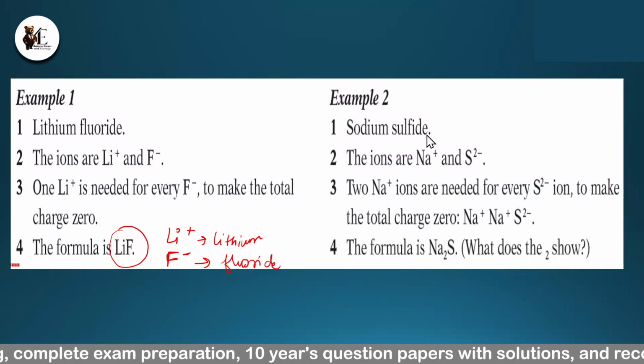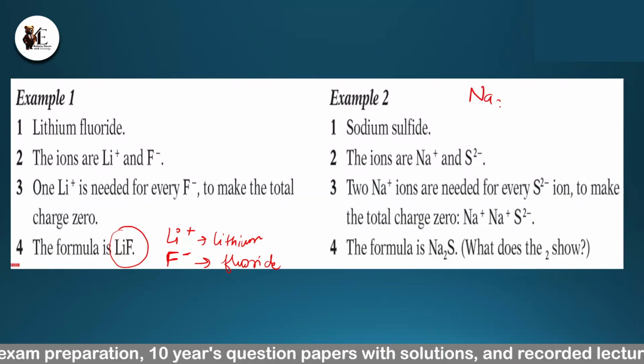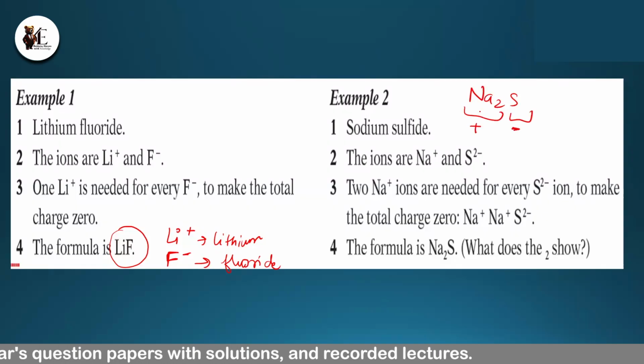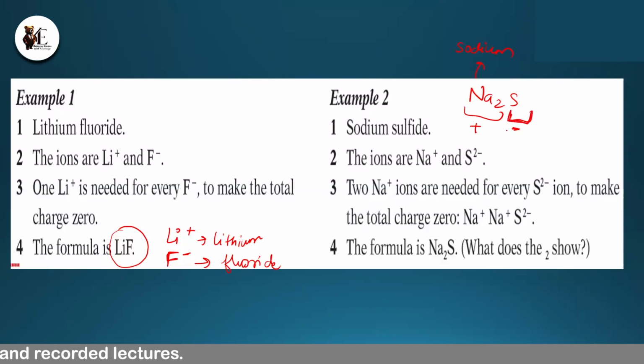Similarly here, if it is Na2S, then the positive part is a metal and the negative part is a non-metal. So the positive part remains as it is, sodium. But here we do not write sulfur, because it is a non-metal and it forms a negative ion. So we write sodium sulfide. Right?